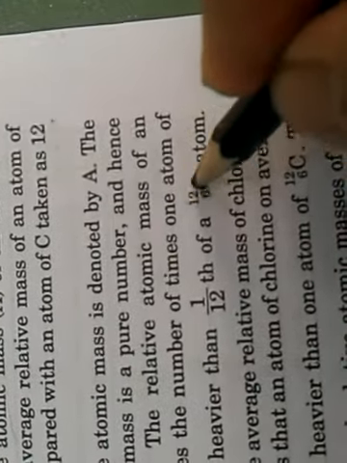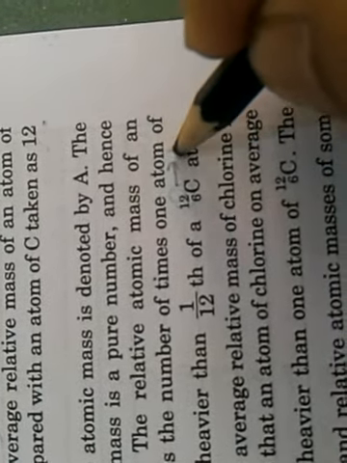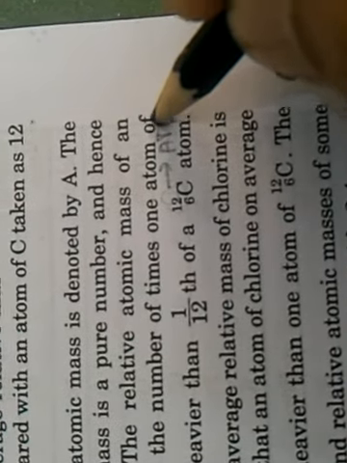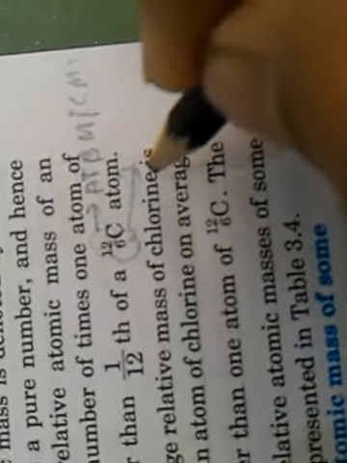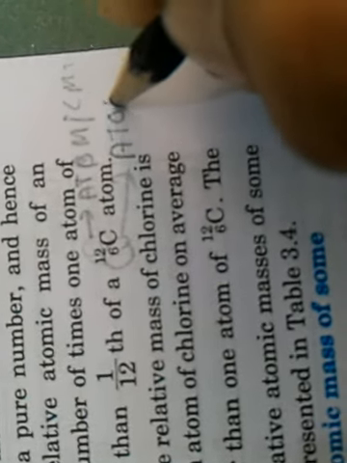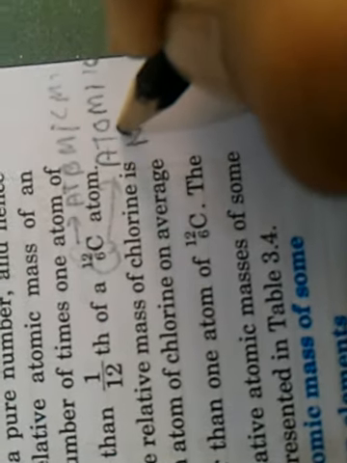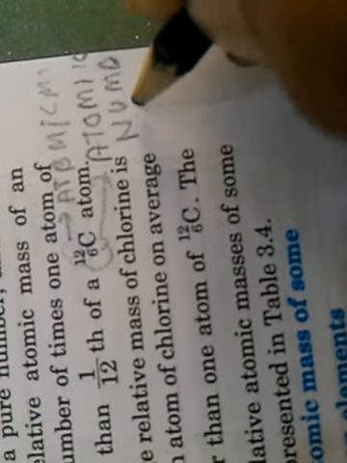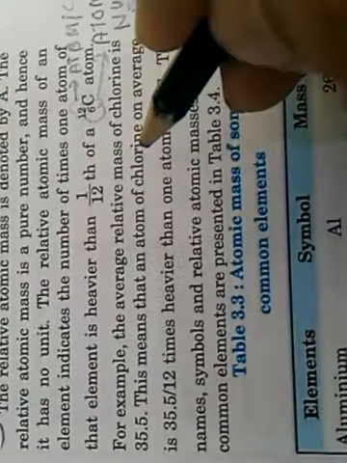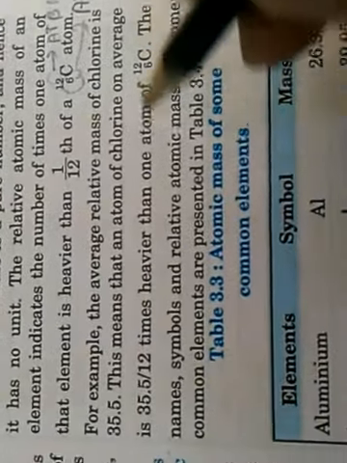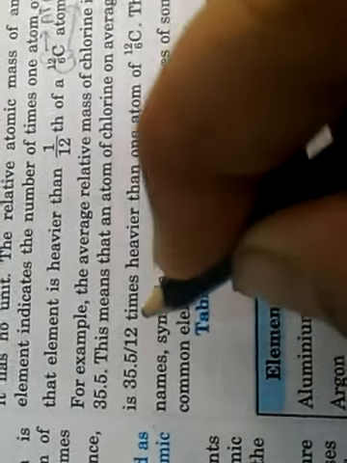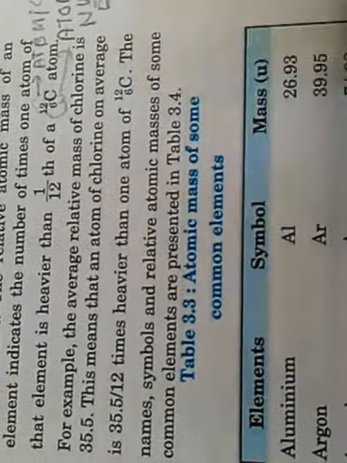The number written above is called the atomic mass. And this which is written below, if you can see, this is 6. This is called the atomic number. For example, the average relative mass of chlorine is 35.5. This means that an atom of chlorine on average is 35.5/12 times heavier than one atom of carbon-12.